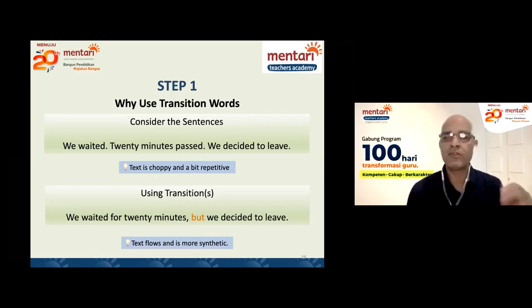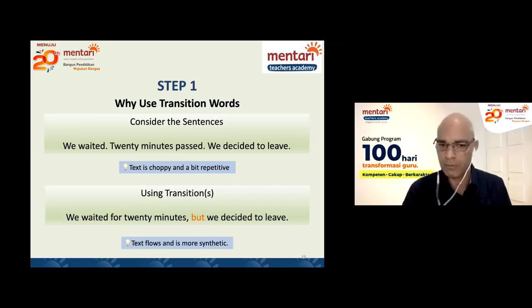And it's good to do this kind of exercise with your students so that they can see, before you go into subordinate clauses, before you go into more elaborate transition words. Make sure that students understand why transition words are needed, even when you're doing compound sentences like we're doing now.